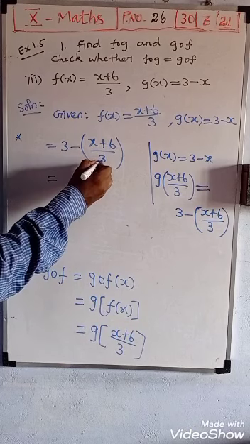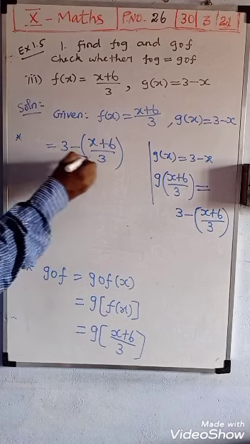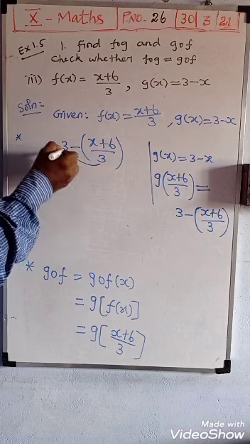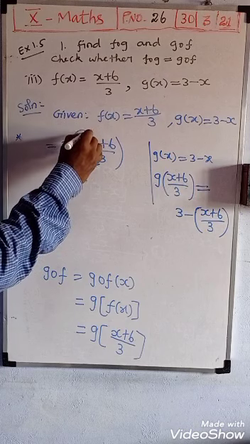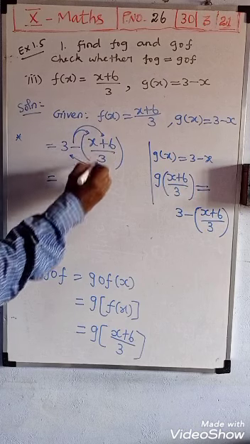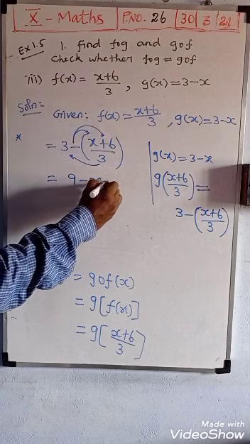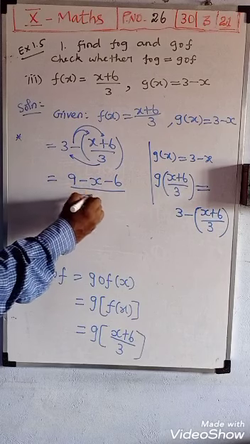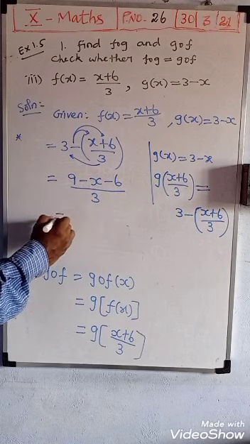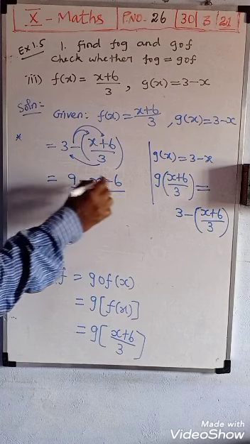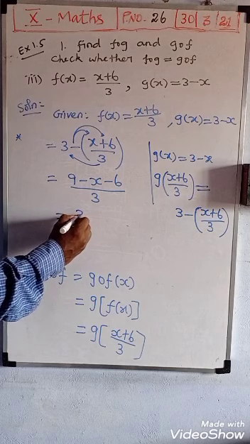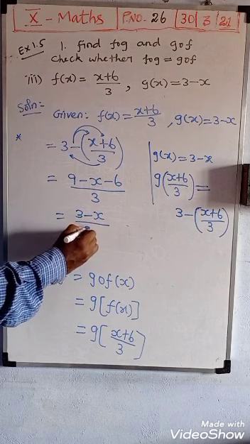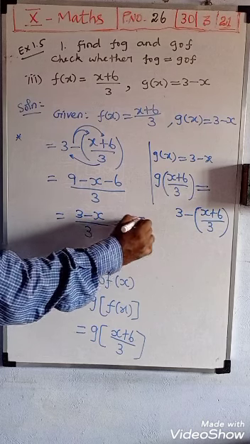Now see, here the denominator is there, but here the denominator is not there, so we want to do cross multiplication. 3 3s are 9, minus is common for both, so minus x minus into plus minus 6, whole divided by 3. Now 9 minus 6 is 3, so we get 3 minus x by 3. So this is equation 2.